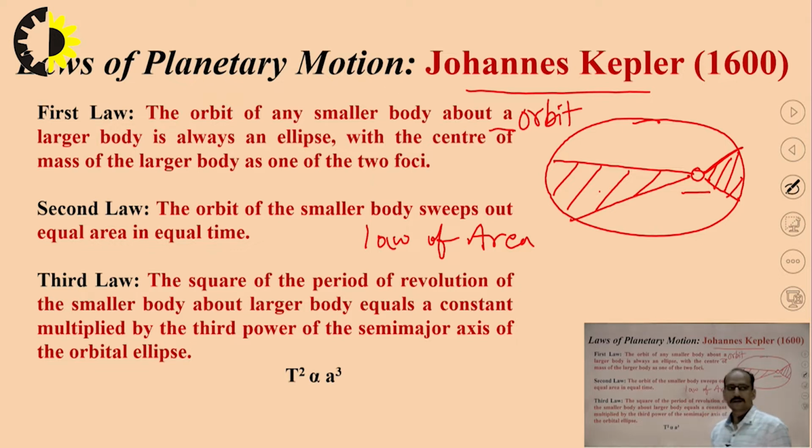And similarly the third law: the square of the period of revolution of the smaller body about the larger body equals a constant multiplied by the third power of the semi-major axis of the orbital ellipse, that is, T squared is directly proportional to a cubed. Means this is the law of period.